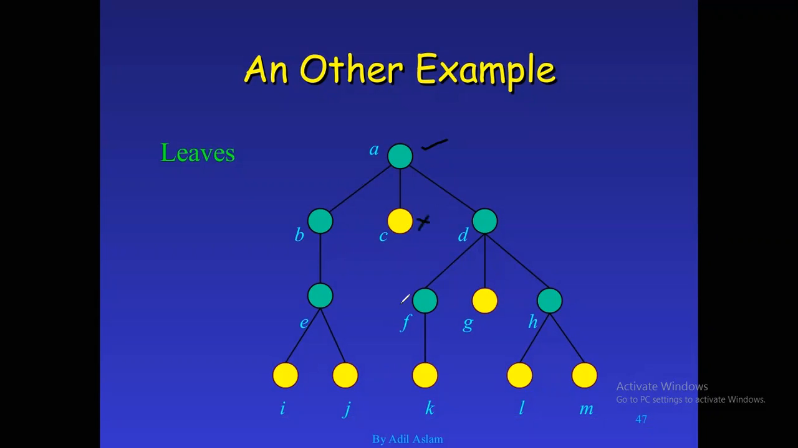C, no children. Therefore, C is a leaf. I, J, no children. I, J don't have children. Therefore, I, J are the leaves. K, K doesn't have children. Therefore, it is a leaf. L, M don't have children. Therefore, they are the leaves. G doesn't have children. Therefore, G is a leaf. Leaves means the nodes or vertices which don't have children.